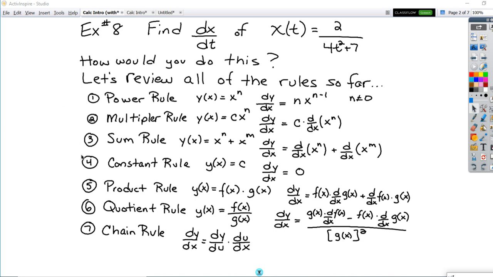Well, we know that the first 4 have to be used. That's a must. We have a power. We have our 4 as our multiplier here. We have the sum down here. We have our constant, which is 7. We have the constant up there, which is 2. So there's definitely a need to use all 4 of these. The question is, what other rules might be useful here?